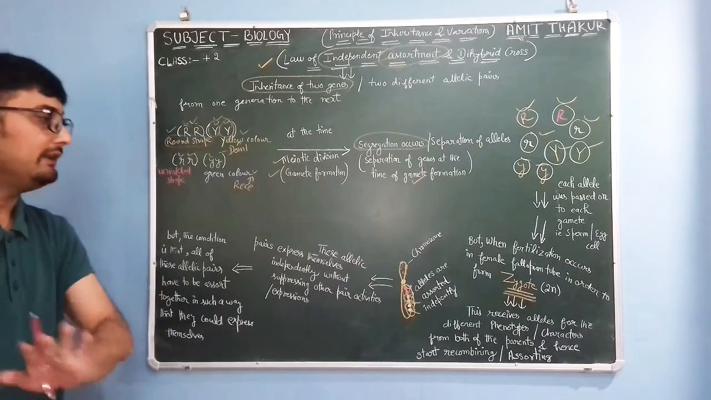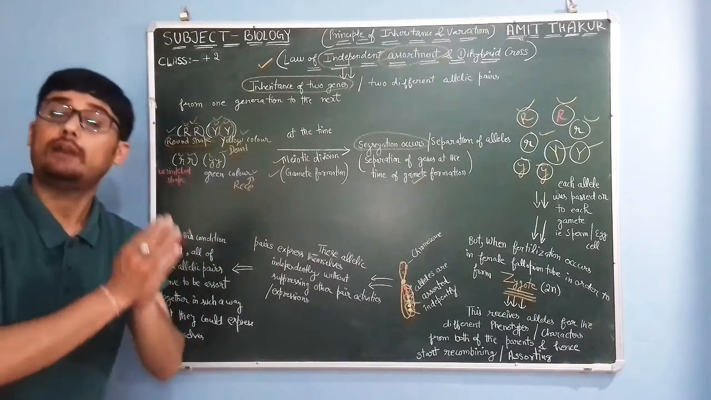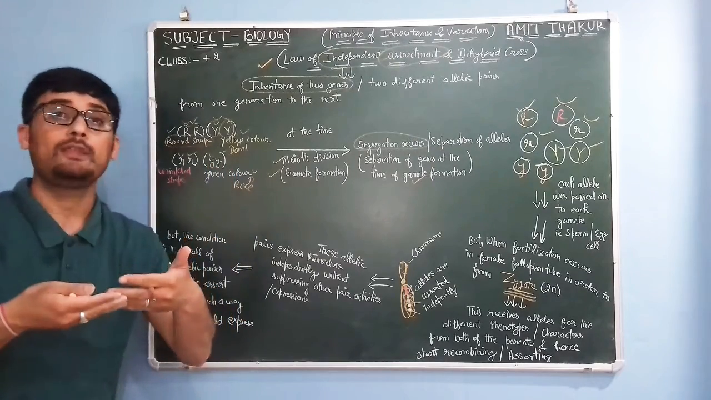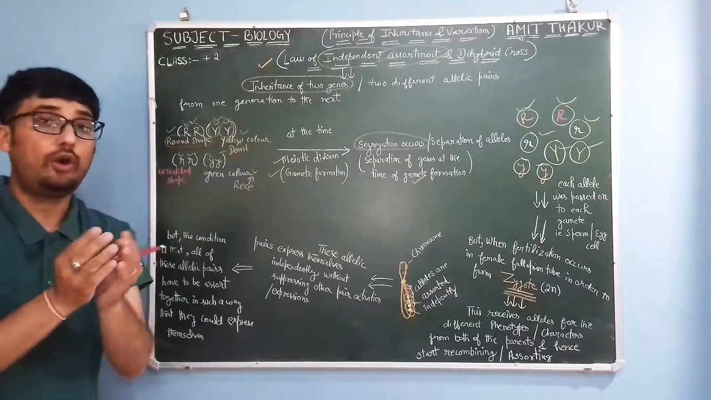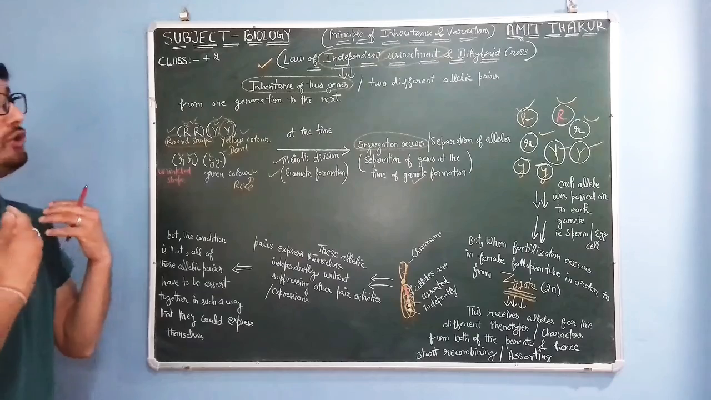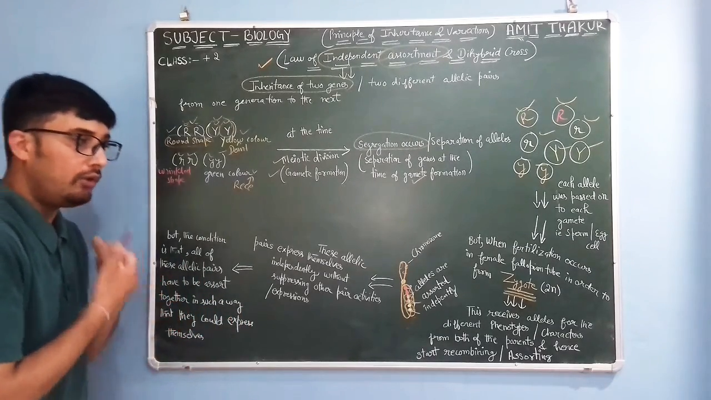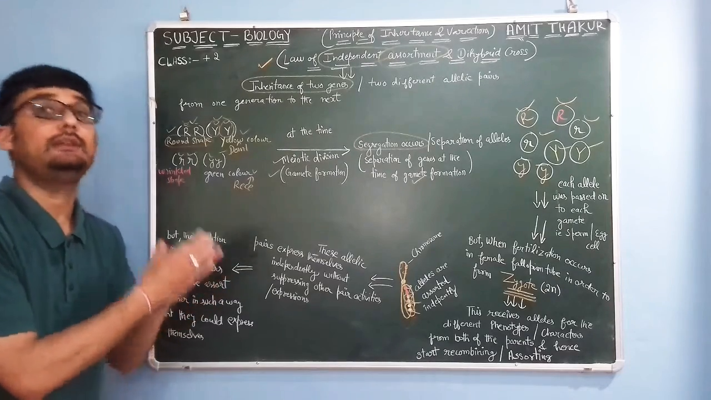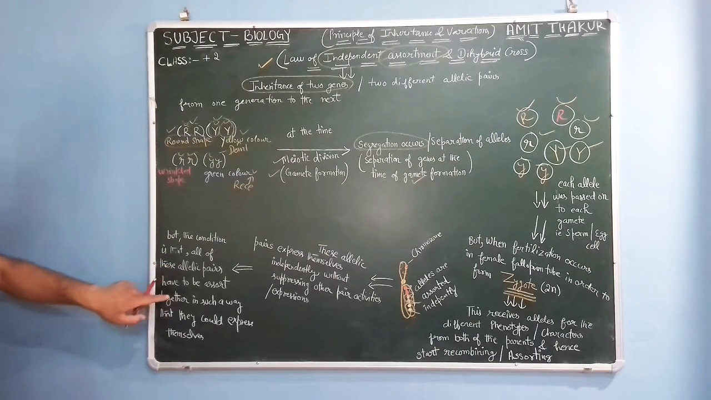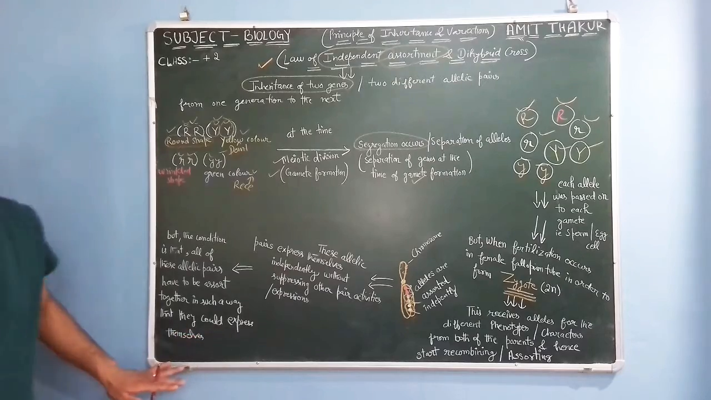But the condition is that all of these allelic pairs they have to be assorted together. इन सभी को assort together यानी इकट्ठा होना इनके लिए जरूरी है. Until or unless they do not assort together, they cannot express or they cannot show their expressions. So they have to get assorted in order to express themselves independently. Okay, but the condition is that all of these allelic pairs have to be assorted together in such a way that they could express themselves.